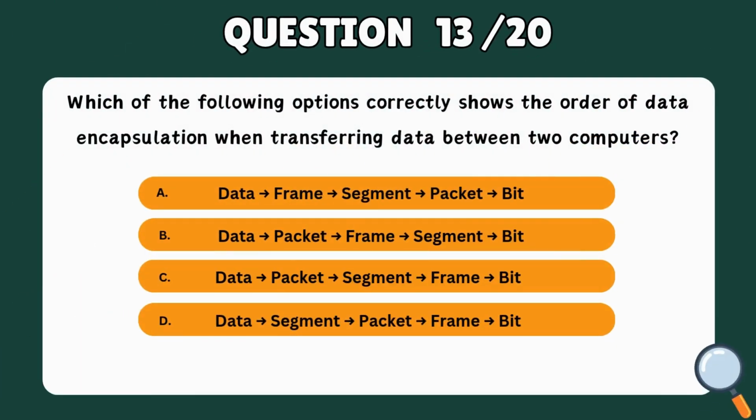Question 13. Which of the following options correctly shows the order of data encapsulation when transferring data between two computers? A. Data. Frame, segment, packet, bit. B. Data. Packet, frame, segment, bit. C. Data, packet, segment, frame, bit. D. Data, segment, packet, frame, bit. Correct answer: data, segment, packet, frame, bit.